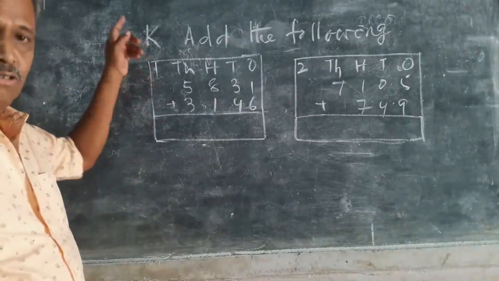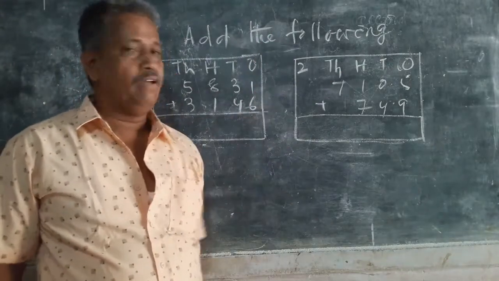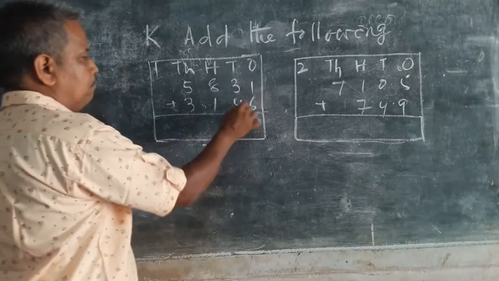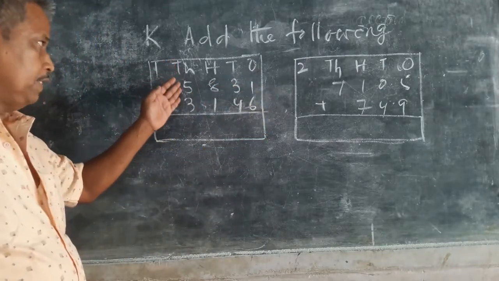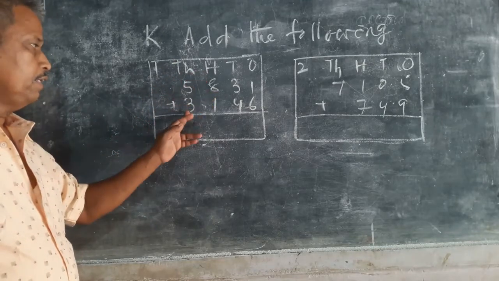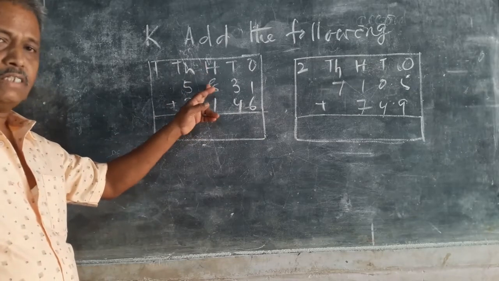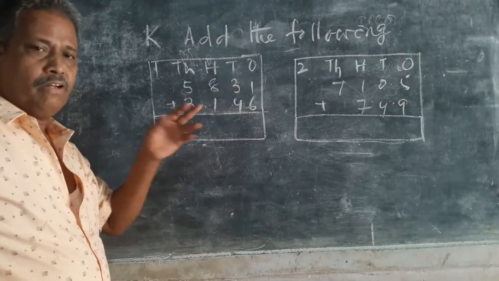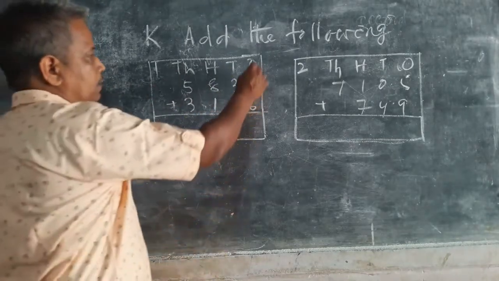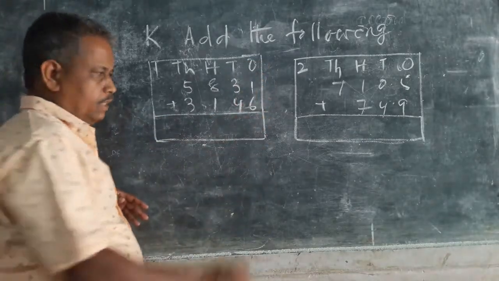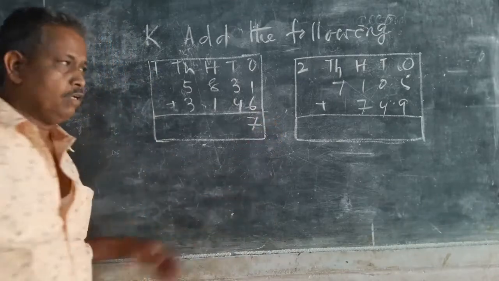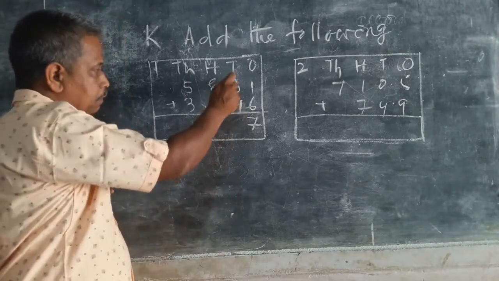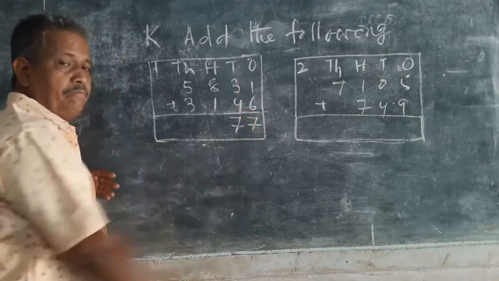You see, the next question, add the following. See the question. The numbers are 5831 and 3146. You see, in thousands place, in first number 5 and in the second number 3. In hundreds place, first number 8 and second number 1. In tens place, 3 and 4. We have to first add from ones place. 1 plus 6 equal to 7. Then add the tens place numbers 3 plus 4, also 7.